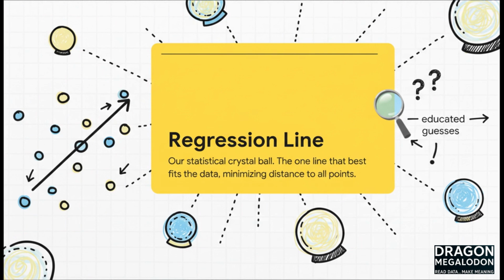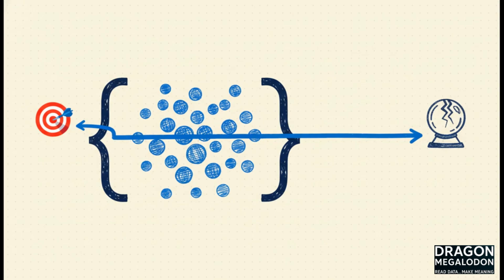It is the one unique line that best fits all the data points. The math behind it makes sure it's the fairest possible line, minimizing the distance to all the dots at once. And once we've drawn that line, we can start making some pretty good educated guesses. But a word of warning. You got to be careful with this crystal ball.